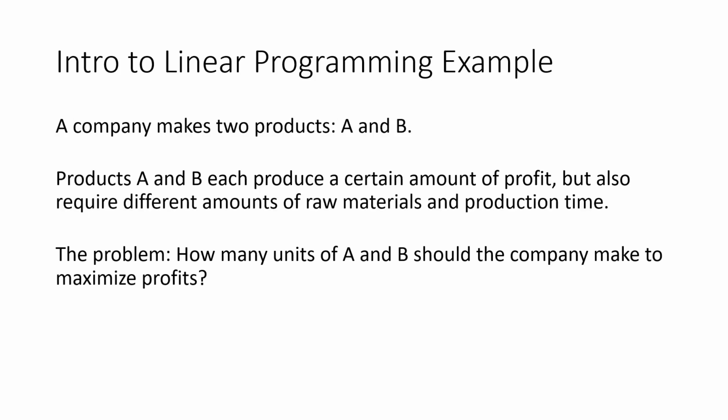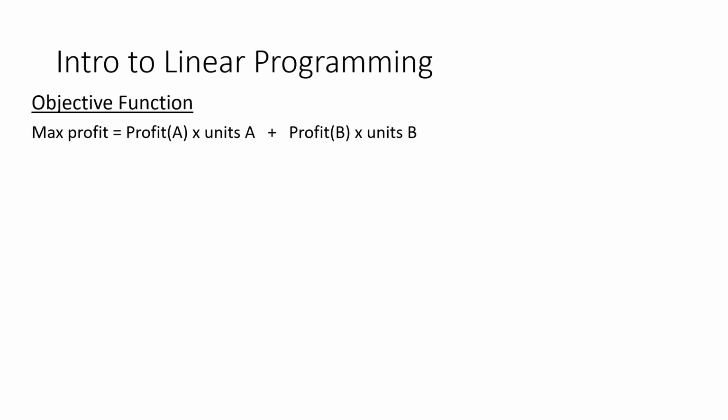We'll now look at a linear programming example so you can see how the system works. So we'll have an imaginary company that makes two products, product A and product B. Each of these products produces a certain amount of profit. But each of these products also requires different amounts of raw materials and production time to create. So the question for the company is, how many units of A and B should the company make to maximize their profit? So here is our objective function.